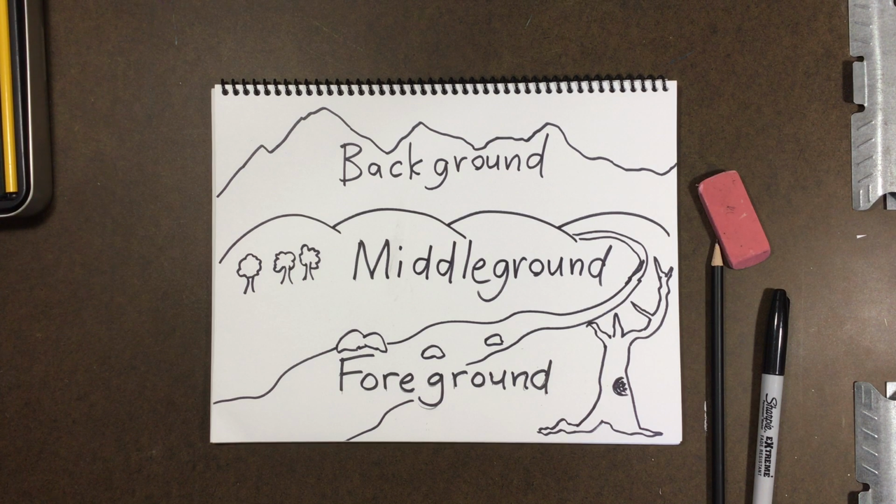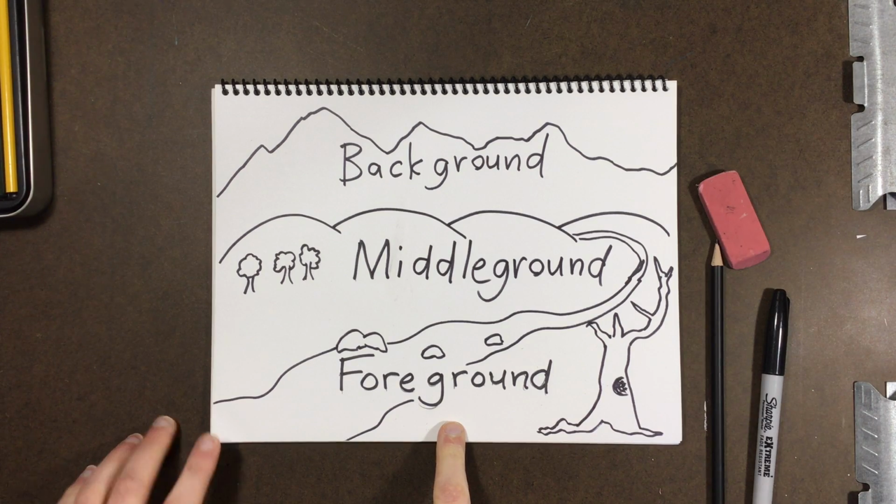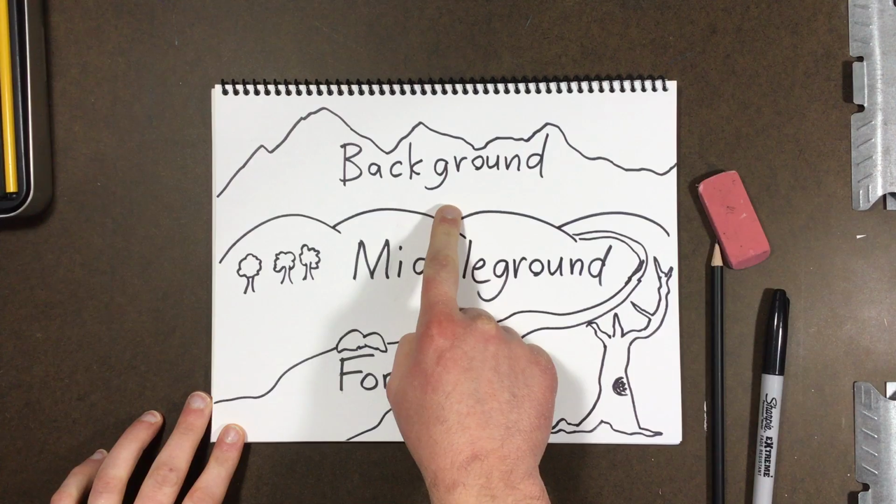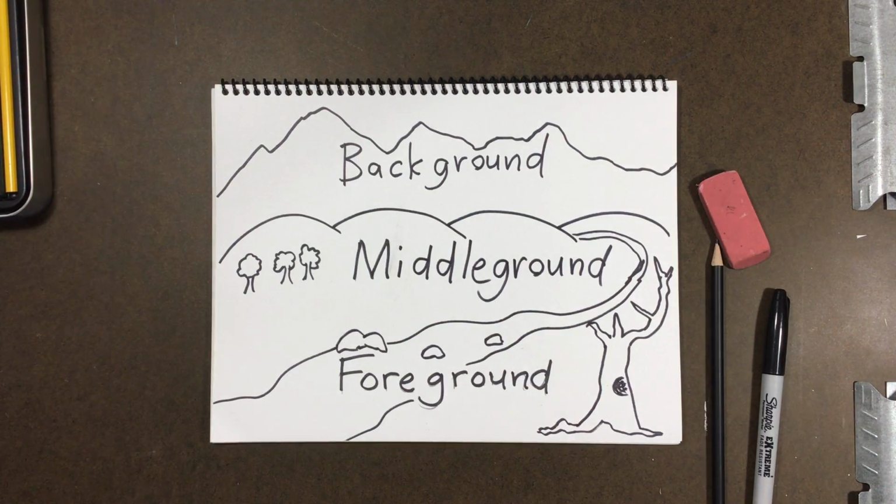It doesn't really matter. What we are focusing on for this lesson are three really important parts of any landscape drawing or painting. Those three things are the foreground, middle ground, and the background. These are three areas in a landscape drawing that you need to create something that is successful.